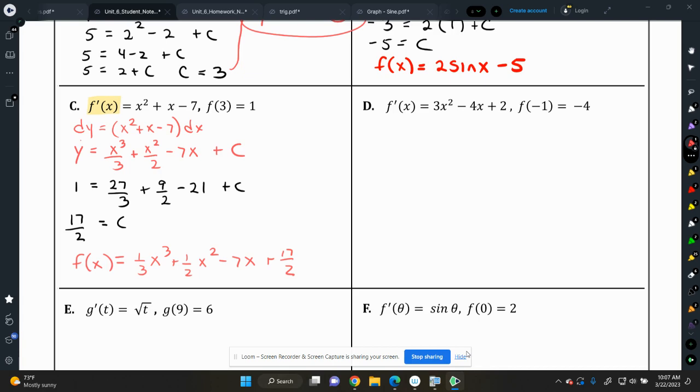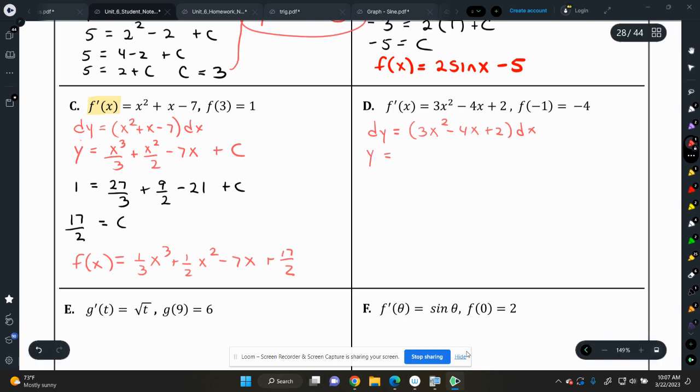So, yes, you can write it as x to the third over 3. You just got a 3 instead of 4. Okay, so now letter D, integrating both sides, we get y equals 3x to the third over 3, so that's x to the third, minus 4x squared over 2, so that's minus 2x squared, plus 2x plus c.